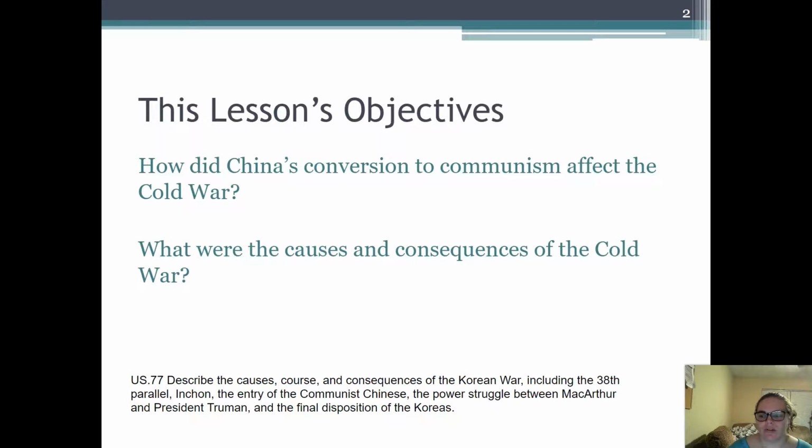Today, we are focusing on Tennessee U.S. History Standard 77, which asks you to describe the causes, course, and consequences of the Korean War. So you need to know why the 38th parallel is important. You need to know about the Incheon landing, how the communist Chinese got involved in it, the power struggle between MacArthur and Truman, and then finally how the Korean War ended up.